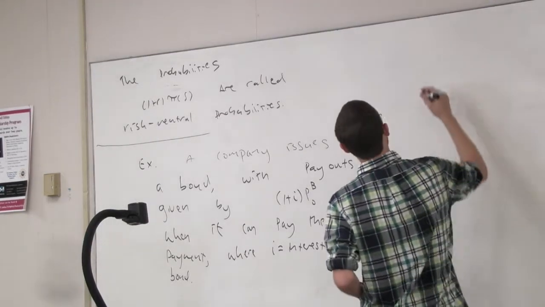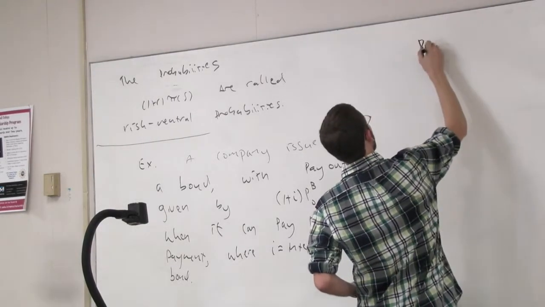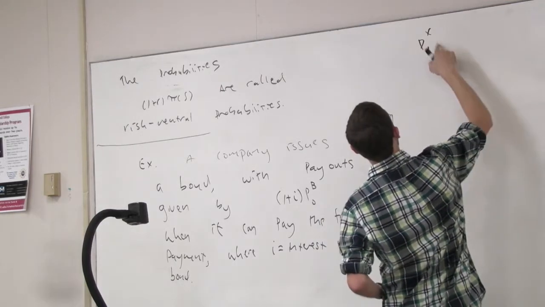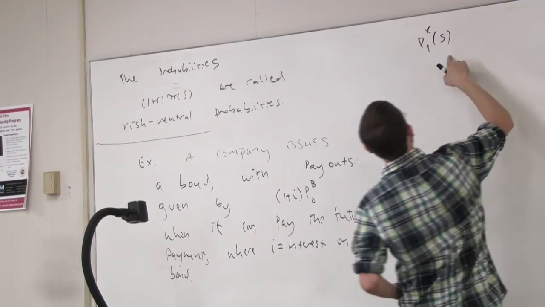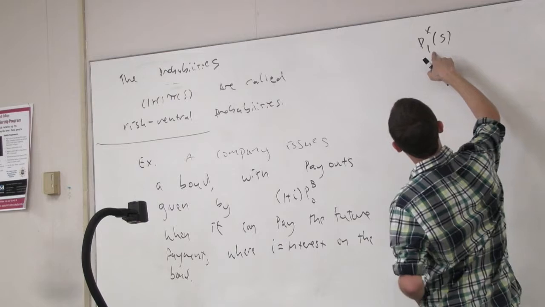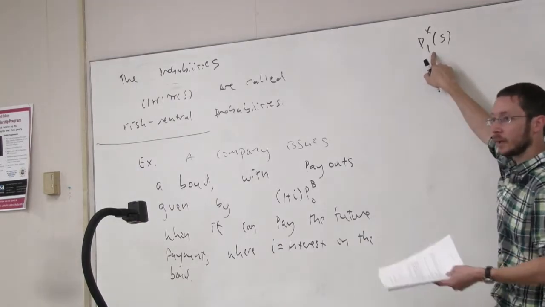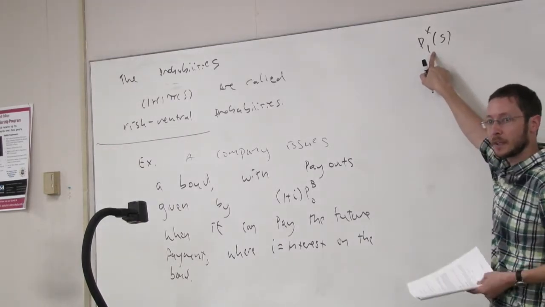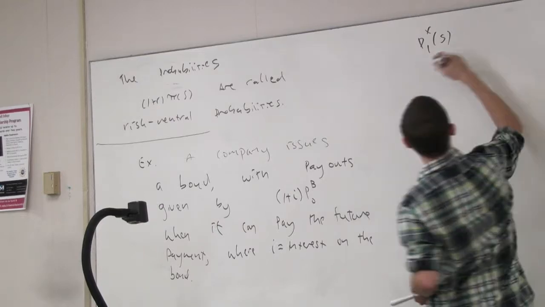And what we'll do is, if they can't actually make that payment, then they'll just pay whatever they can. P1x of S is whenever they can't actually make that payment, they'll just pay whatever they can.